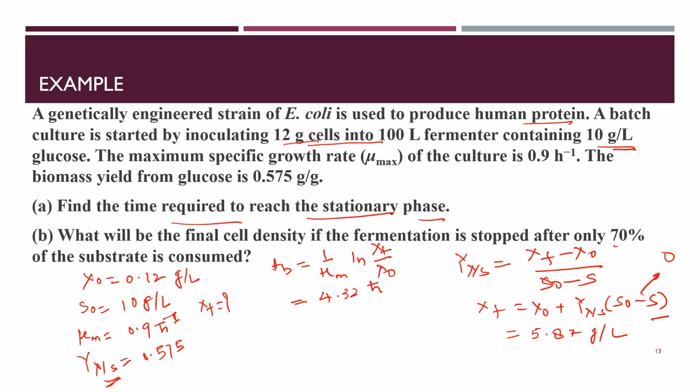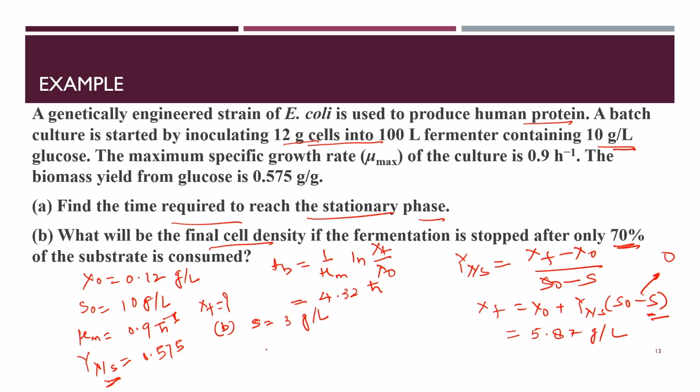Now, part B, what it says: what will be the final biomass concentration xf if fermentation is stopped after only 70% of substrate is consumed. Now here we assumed S as 0, but in part B we have to assume S differently. 70% of the 10 is utilized, so 7 gram per liter is utilized, and we are left with 3 gram per liter.